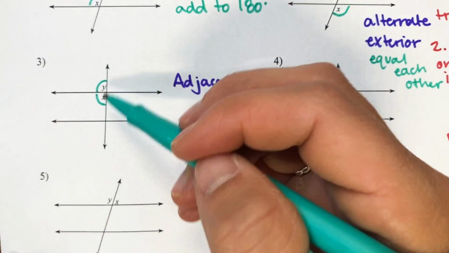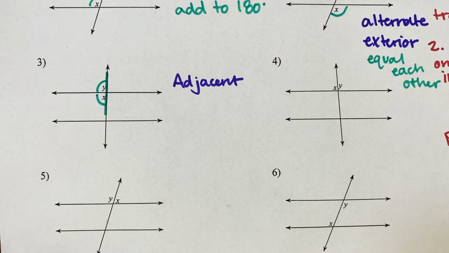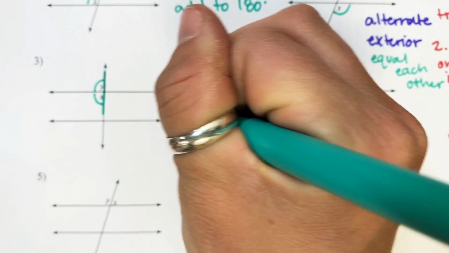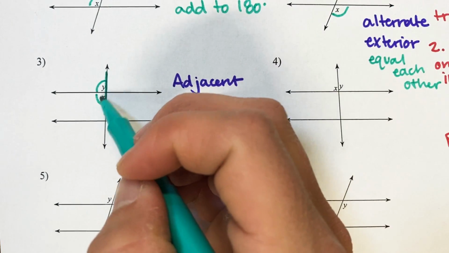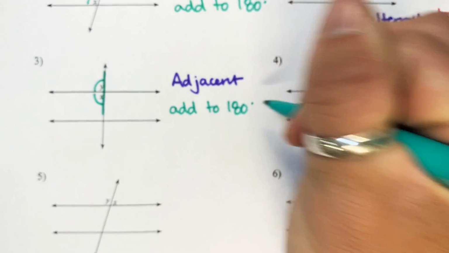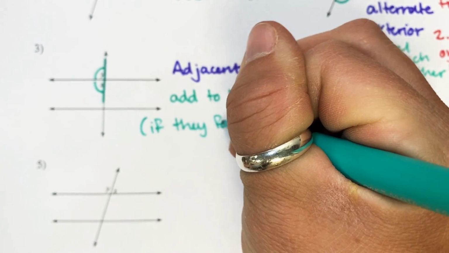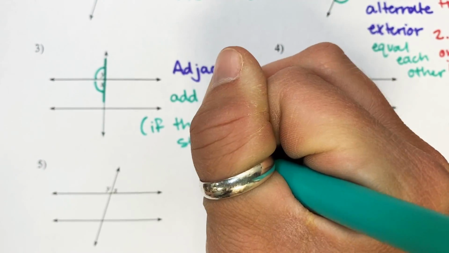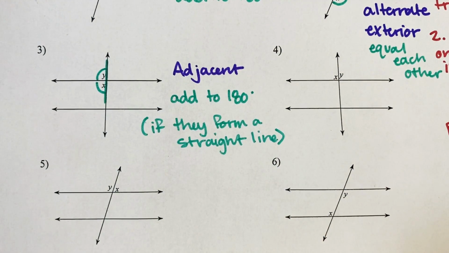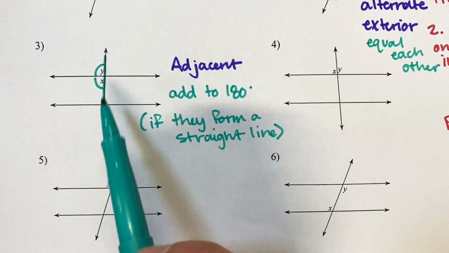Well, what are they going to add to? What are they equal to? Hint, you see how they form this straight line? How many degrees is a straight line? So whenever these two are adjacent and they form a straight line, they add to 180, and we're going to put in parentheses, if they form a straight line. Because they might be next to each other, but they might not create that straight line. So these guys are adjacent because they're next to each other, and they add to 180 because they form that straight line.